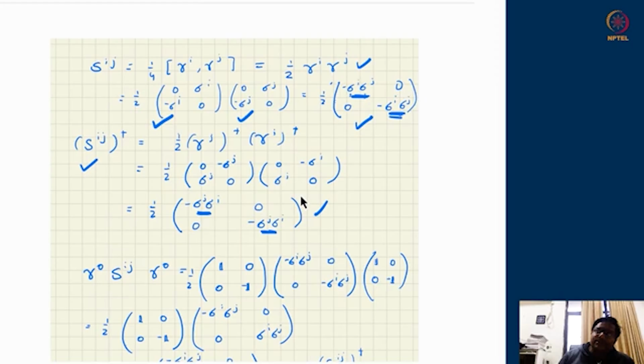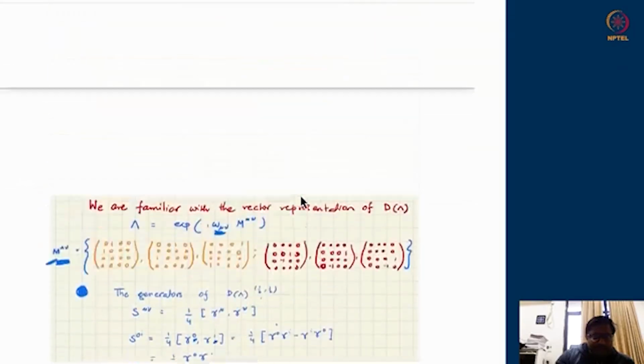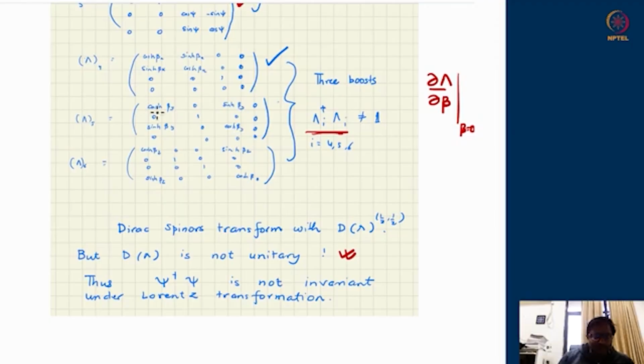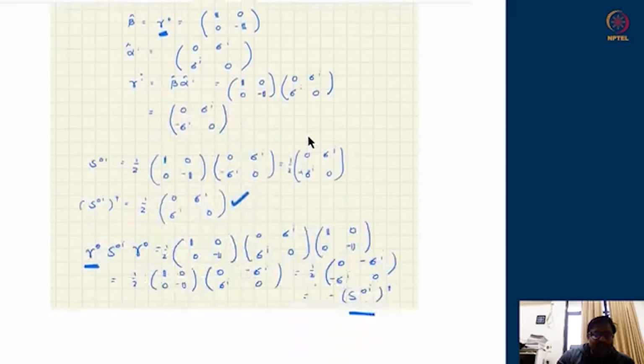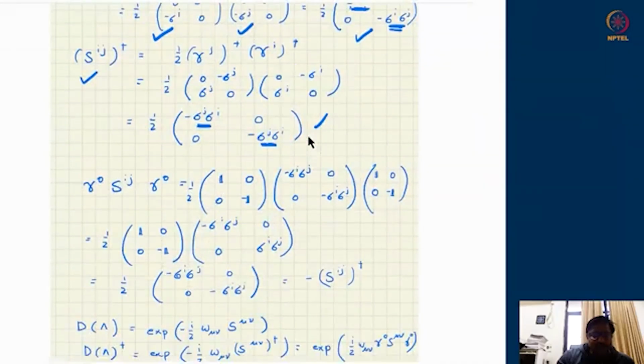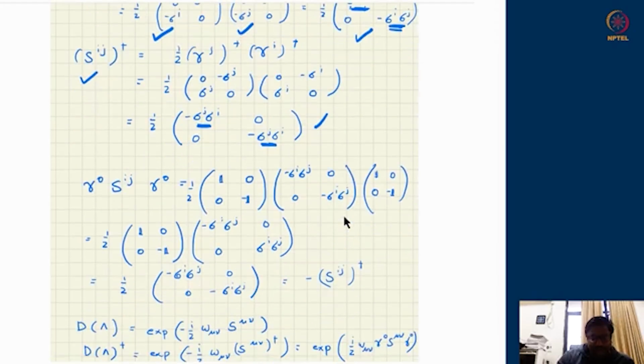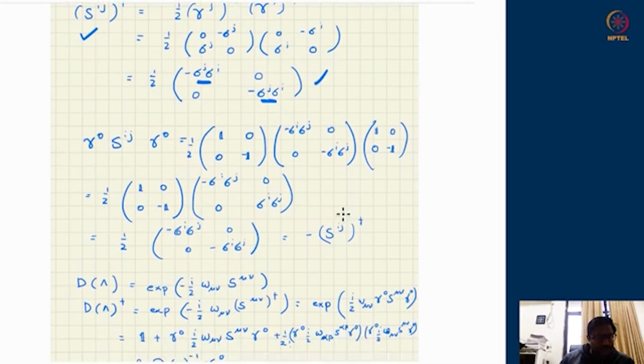Remember, Lorentz transformations were not being generated by Hermitian matrices. Even for vectors, if you recall, in the previous class we had seen that the Lorentz boosts were not unitary matrices. That means they were not being generated by Hermitian matrices. The same thing is happening even for the spinorial representation: the boosts generated by S_ij are not Hermitian matrices. Okay, fine. With this realization, we again do the same thing which we had done for S_0i.